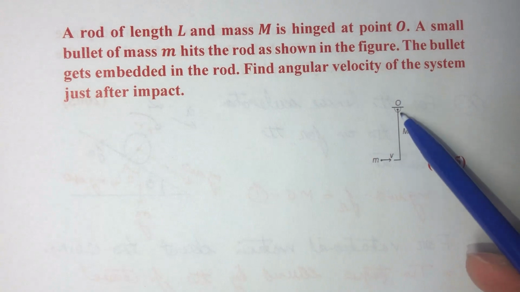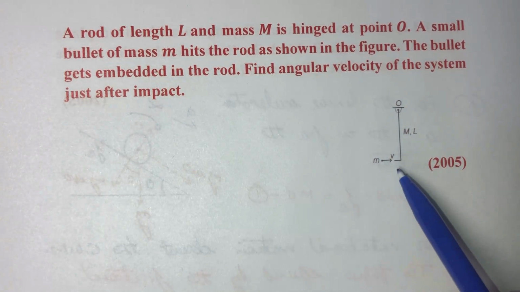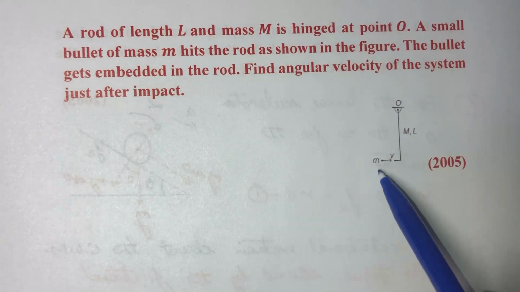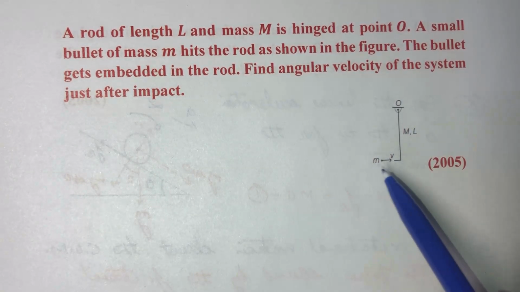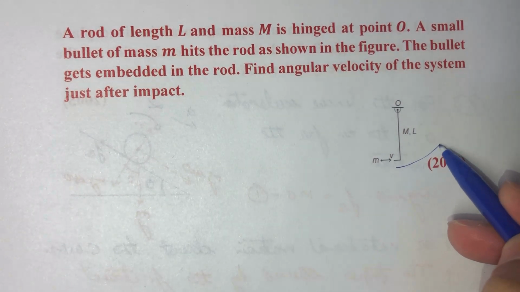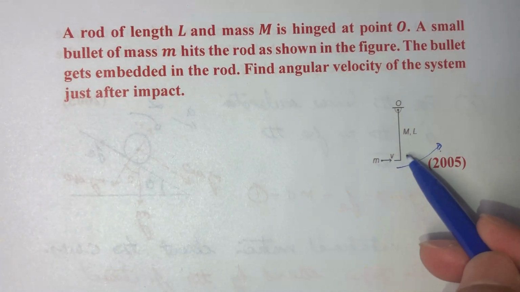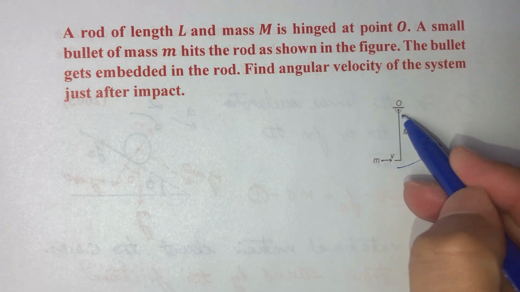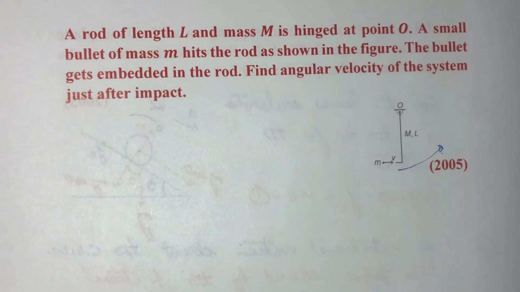So we have a rod which is hinged at point O. The rod has a mass of capital M and length L, and a bullet traveling with velocity v and having mass m strikes the rod right at the bottom, and it is obviously going to move in this direction where the bullet gets embedded in the rod. And let us say that the angular velocity with which the system moves is omega.